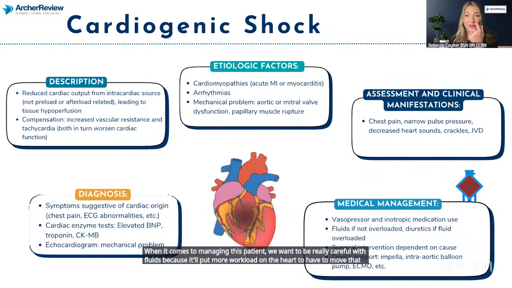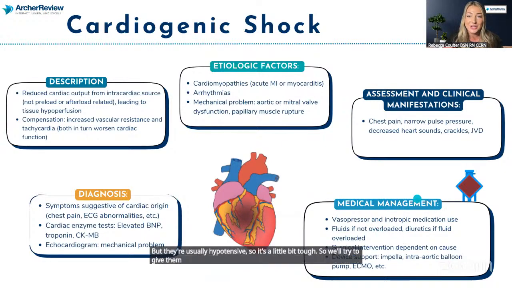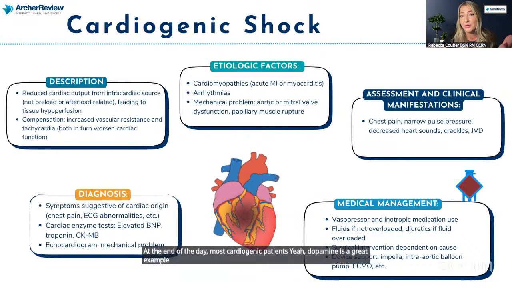We're likely going to try to diurese this patient, but they're usually hypotensive, so it's a little bit tough. So we'll try to give them inotropic medication, a medication that's going to help the heart out, help it squeeze when it's really failing to squeeze. At the end of the day, most cardiogenic patients, yeah, dopamine's a great example. Dopamine, dobutamine, milrinone, major inotropes that we use.